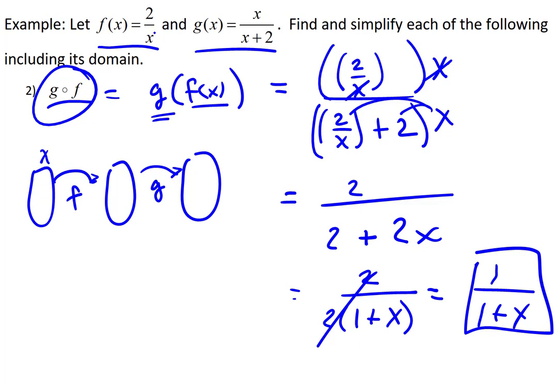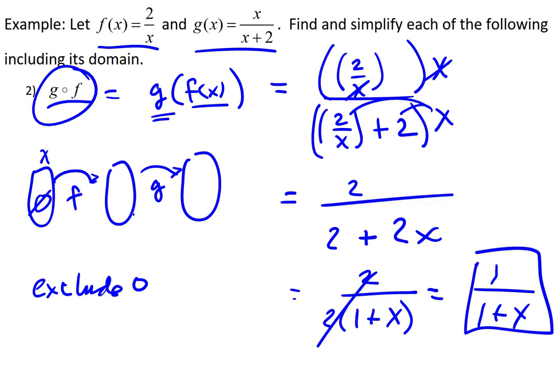Well, if you look at the function f, it's 2 over x. That means we cannot divide by 0, which means x cannot be 0. So we have to exclude 0 because the first function, f, will not pick it up. It's not in the domain of the inner function.